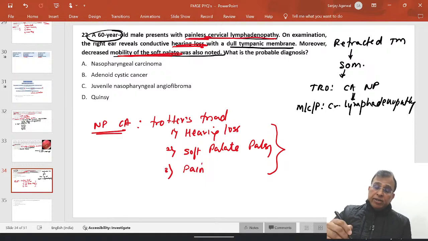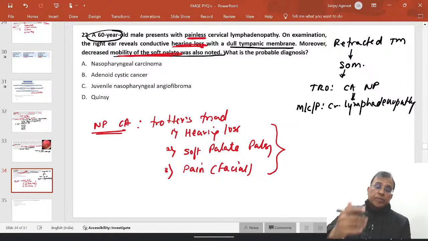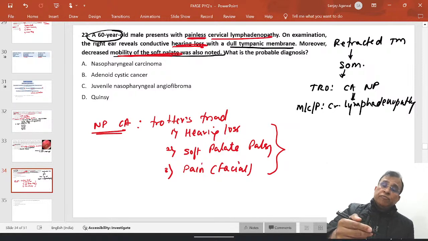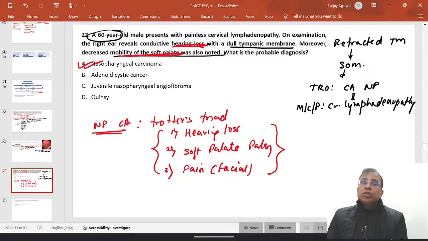don't think painless lymph nodes mean no pain. In Trotter's triad, this pain is facial pain. Pain on the face, not on the lymph node. So don't say this is painless, so pain is not there. This pain is talking about the pain on the facial skin, not about lymph node. So lymph nodes are usually painless in this patient. So this patient is perhaps having Trotter's triad also. So they are asking you what is the probable diagnosis. Obviously nasopharyngeal carcinoma with Trotter's triad, right?